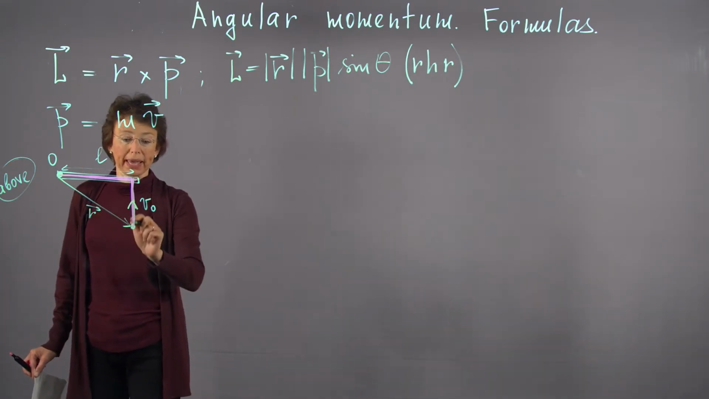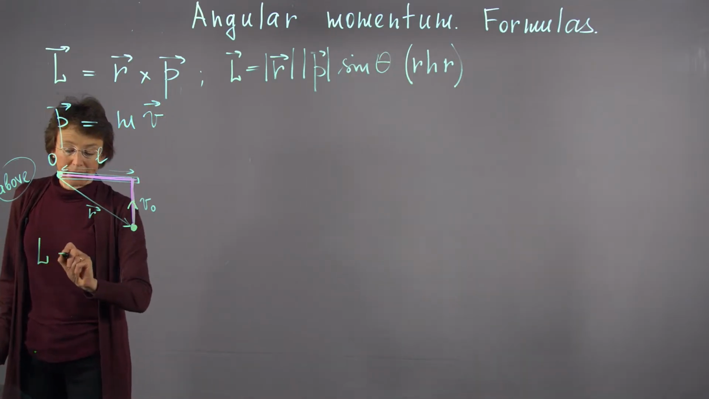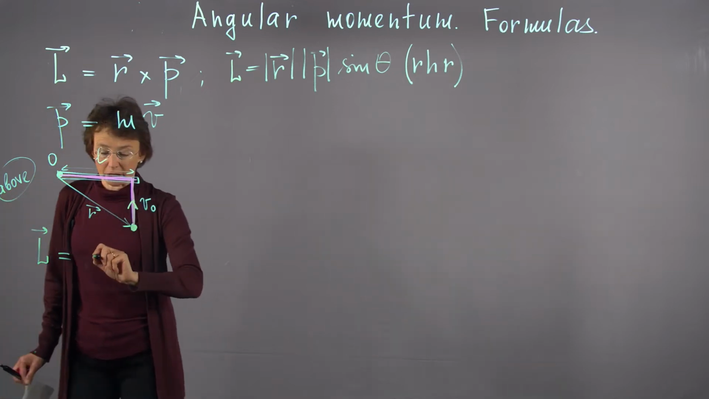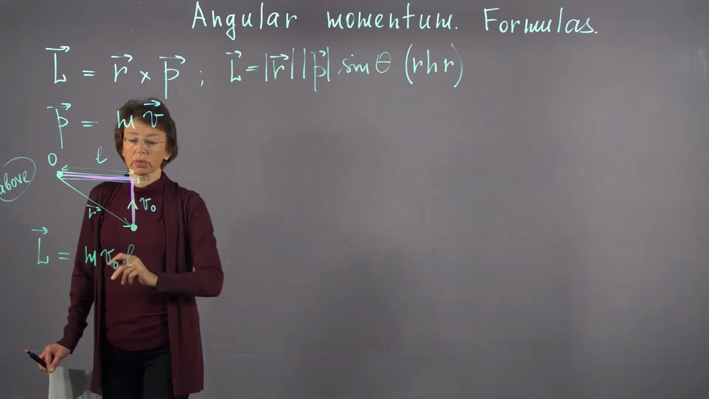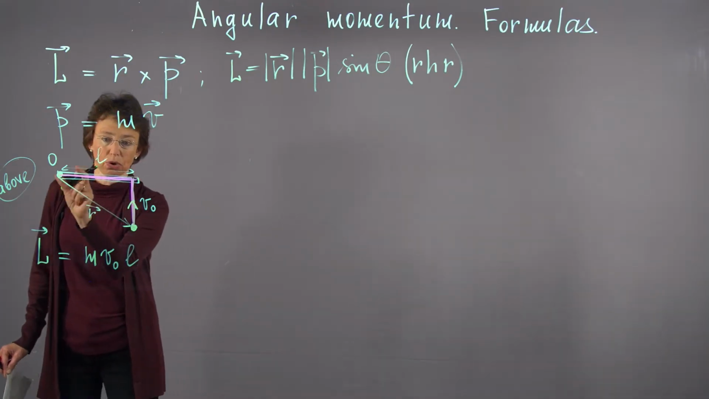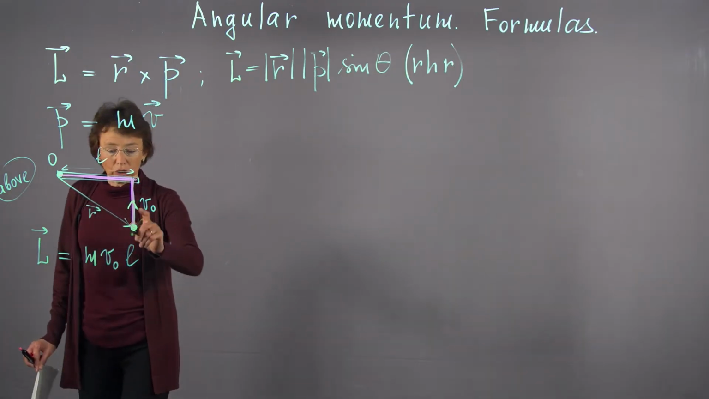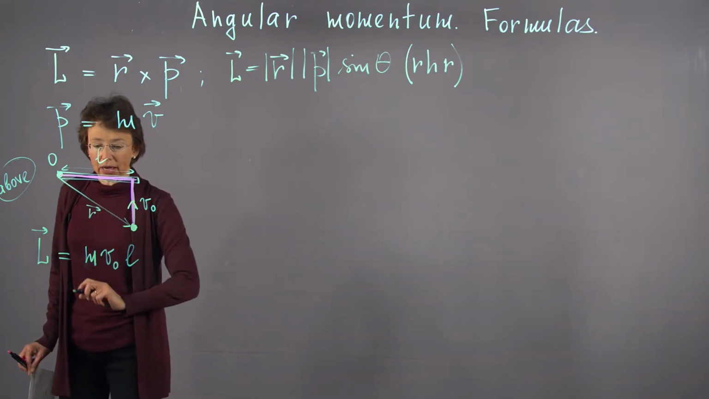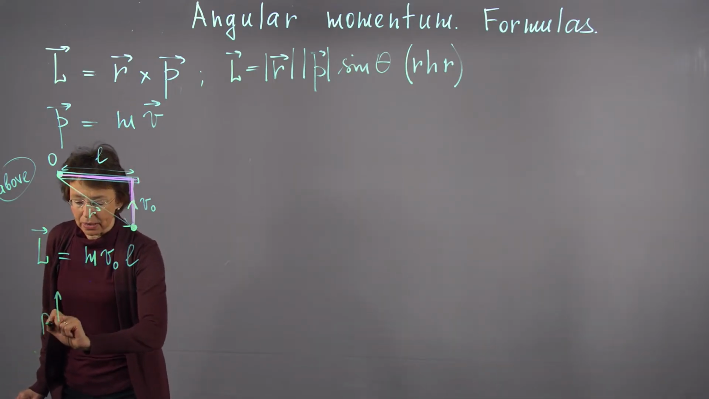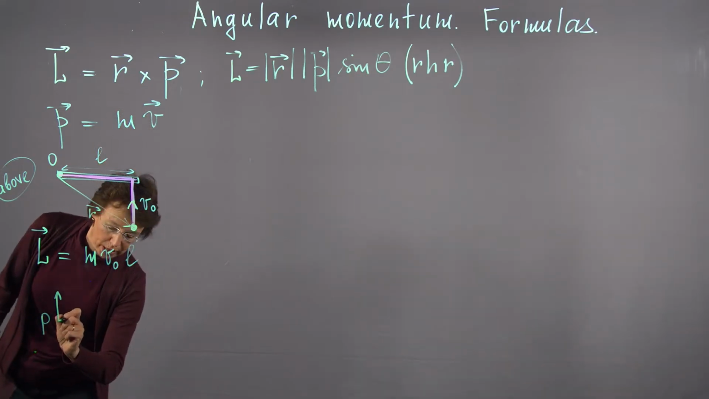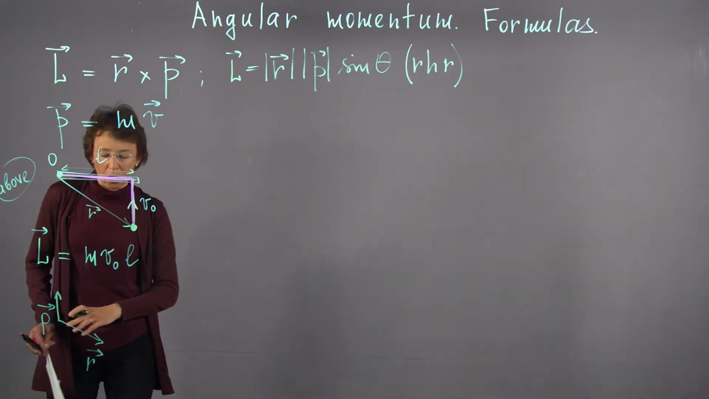So what will be angular momentum of this bullet with respect to point O? L is a vector, and it will be mv naught l, since the component of r that we are looking for is l. And now I need to find the direction. To find the direction, always bring p and r to the same point. p is up, r is this way. This is p, this is r. Now I find cross product.